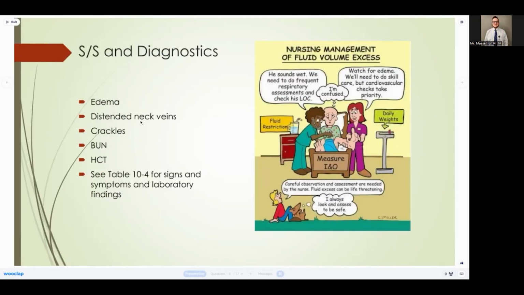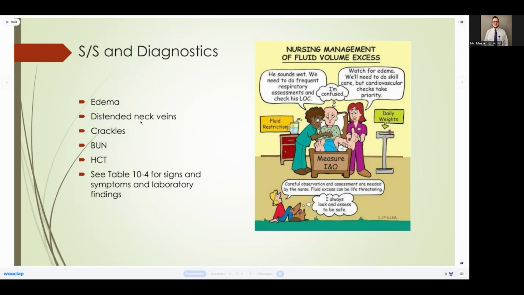So, again, kind of working through it, signs and symptoms. They're going to have edema, distended neck veins, crackles in their lungs, BUN and creatinine are going to be off in some form or fashion, mainly showing kidney function. And table 10.4 has signs and symptoms, but this also summarizes them pretty well. Sounds wet. They're confused. They have edema, heart rate, blood pressure issues.